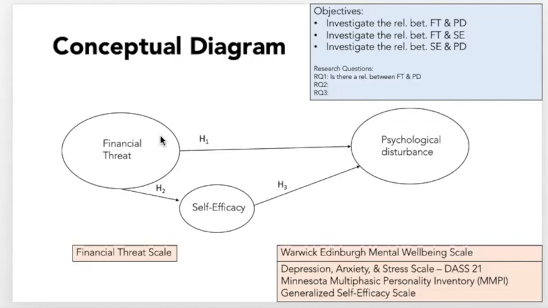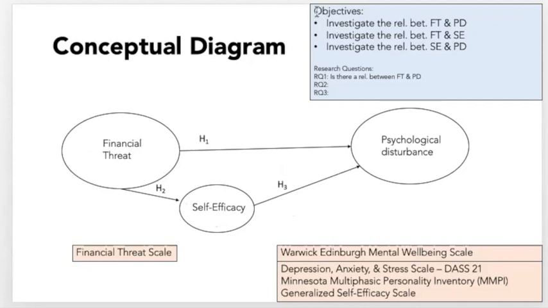Now, very similar to that, I have another arrow. This arrow I will name as H2. Hypothesis 2: I am interested in finding whether financial threat could have something to do with self-efficacy of a person. And also whether self-efficacy has something to do with psychological disturbance, which I have named as H3.